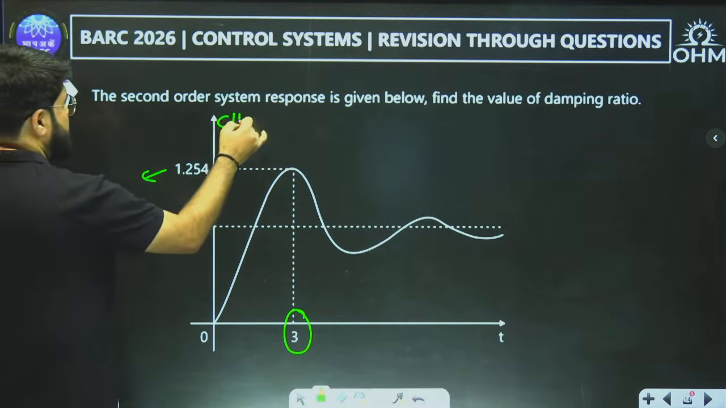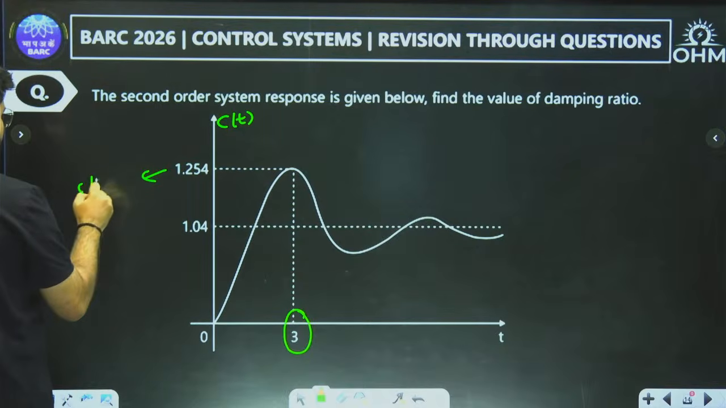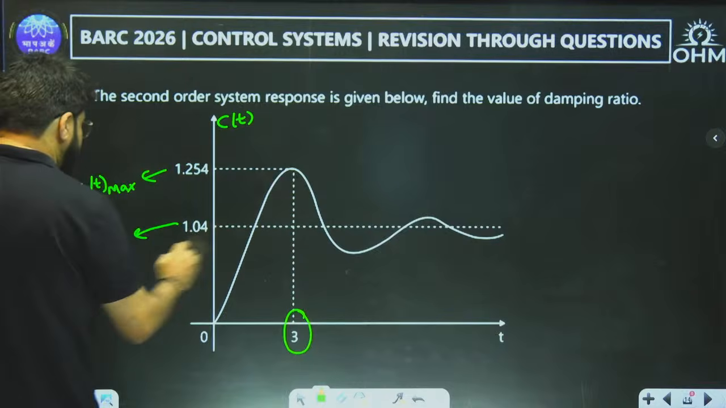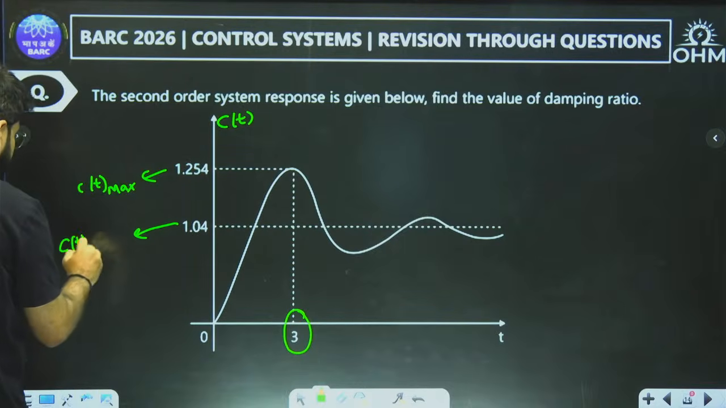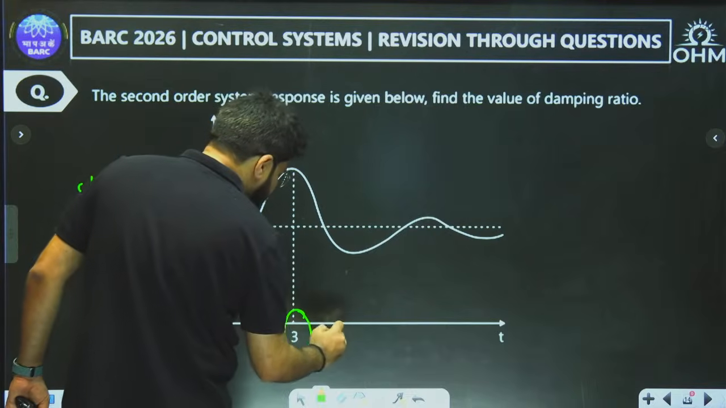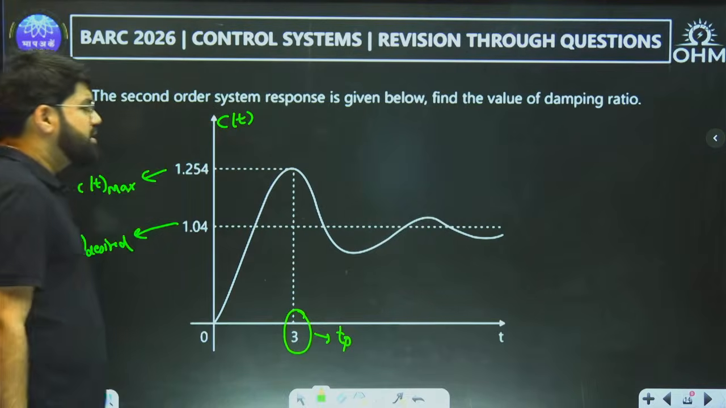Let us say this is the response of the system C(t). This is the maximum value of C(t). This is the settled value, the desired value of C(t), the value where the system will settle. This is C(t) desired. This is known as the peak time, TP.